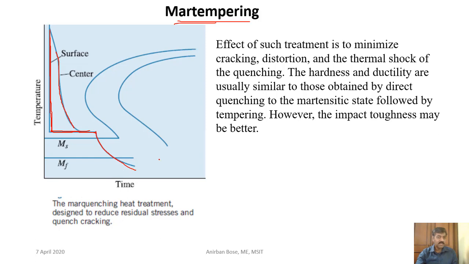In that case, the chances of residual stresses or quench cracks will be reduced. The important points are reduced chances of thermal shock during quenching, less distortion, and minimized cracking. Impact toughness may also increase because there are no residual stresses or fracture surfaces or cracks produced within the material, so obviously the impact toughness will be better.